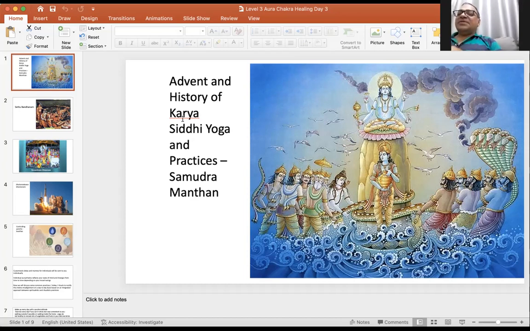Samudra Mantanam, Mantanam is churning, right? Mantanam is a Sanskrit word which can be translated as churning. A churning happens when something has to be pushed out, which has to come out of it, right? So churning is done to make something come out of it.